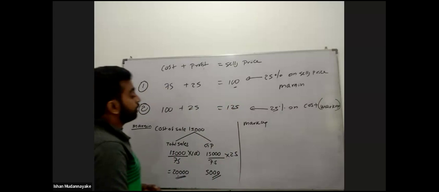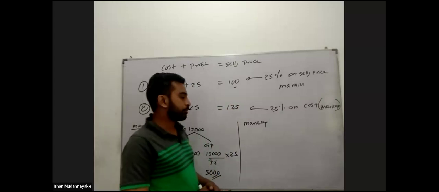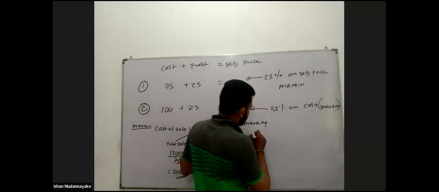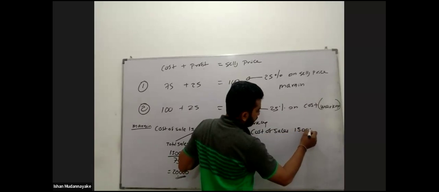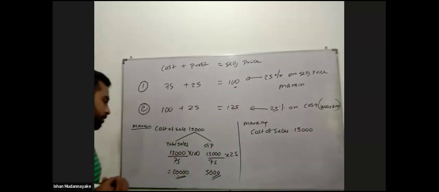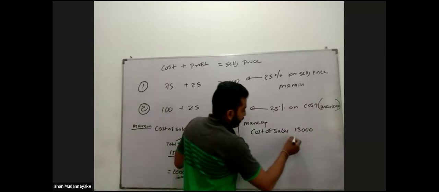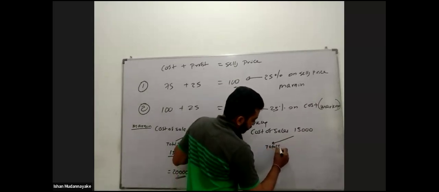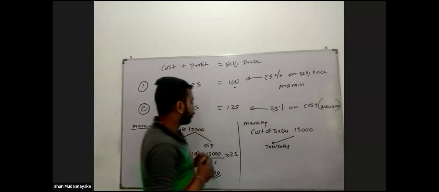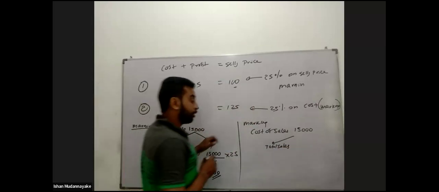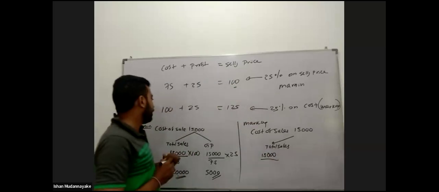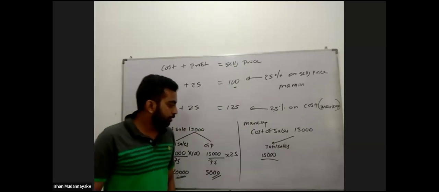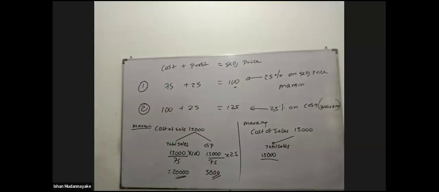The business organization uses a 25% markup on cost. Let's say the given cost of sales of the business organization is 15,000. You need to calculate total sales. How do we calculate total sales? To this 15,000 cost of sales, what is the equal amount? It is 125.